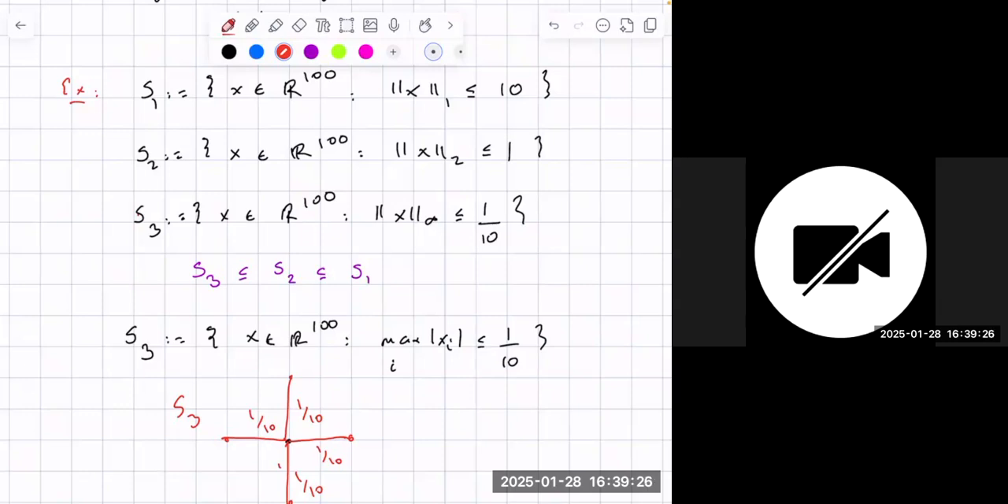Okay, so if you sum up all those coordinates and every single coordinate is less than 1/10, and there's 100 of them, what is 100 times this number? 100 times 1/10, 10. That means everybody here is going to be in S1 for sure. So at least S3 is included in S1. That's for sure. This I don't know. We have to check. Okay, right? So we need to think about this a little bit.